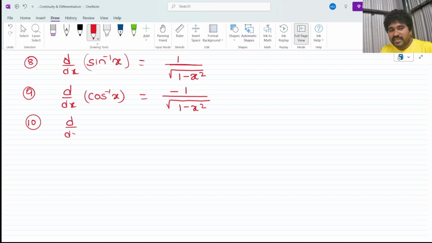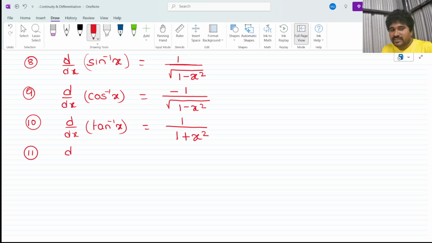d by dx of tan inverse x. What is that? 1 by 1 plus x square. There is no root. Remaining 3 inverse functions are deleted. It's not there in our syllabus. But this one is sometimes helpful for us.